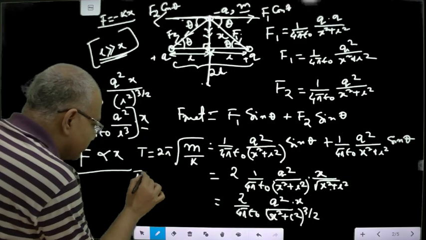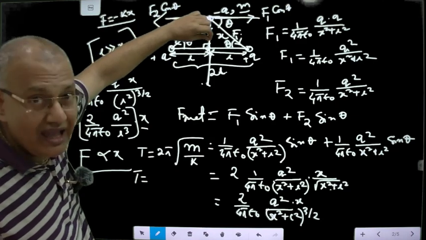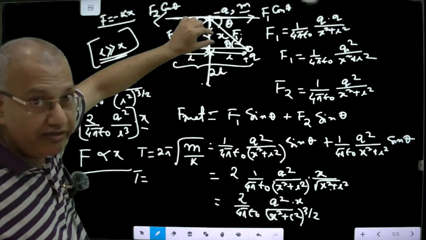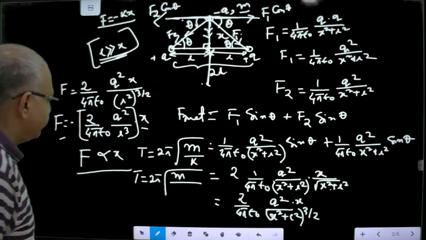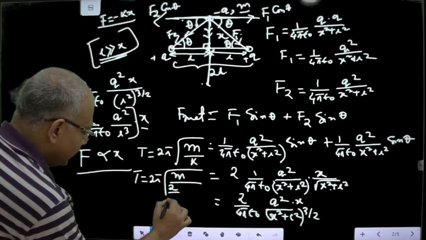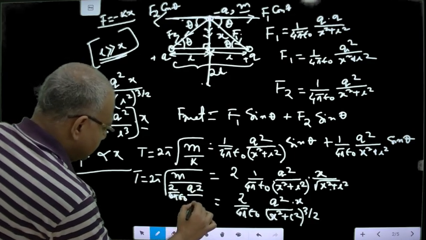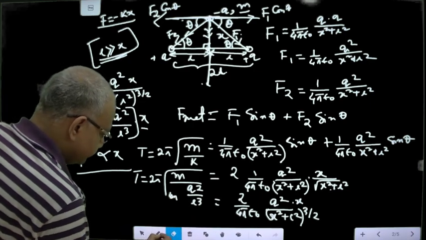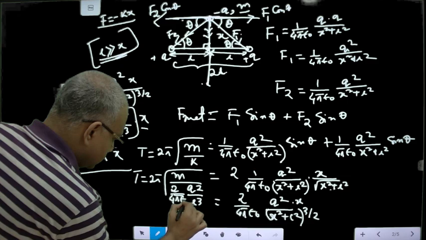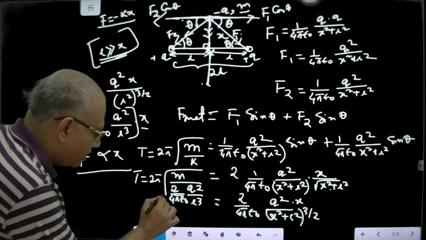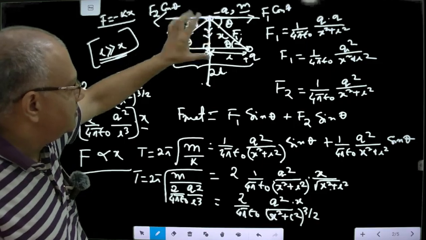So therefore, the time period of the oscillation of this negatively charged particle, whenever released at this position, when this X is very small, we can write the time period for the simple harmonic motion as M by 2 by 4 pi epsilon naught Q square by L cube. That is the time period of the oscillation of this negatively charged particle.